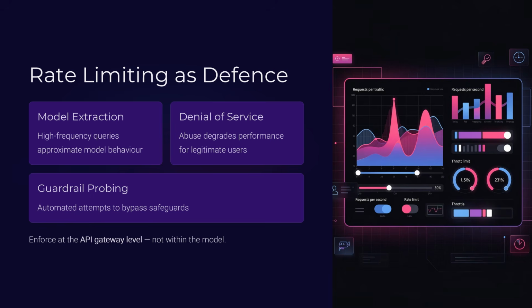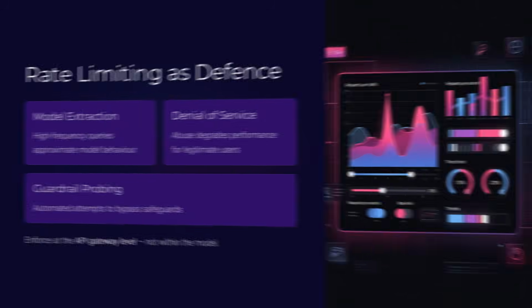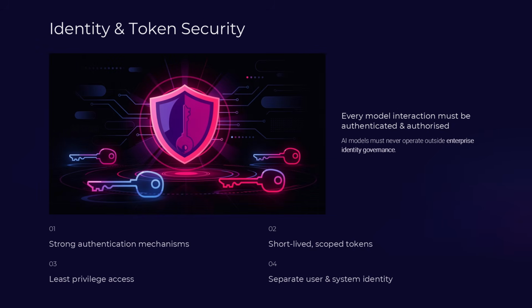Architecturally, rate limiting should be implemented at the application programming interface gateway level, not within the model itself. This ensures consistent enforcement across all integrations. Every interaction with a generative artificial intelligence model must be authenticated and authorized. Identity security ensures that only approved users and systems can access the model. Token security ensures that credentials used for access are protected, rotated, and scoped appropriately.